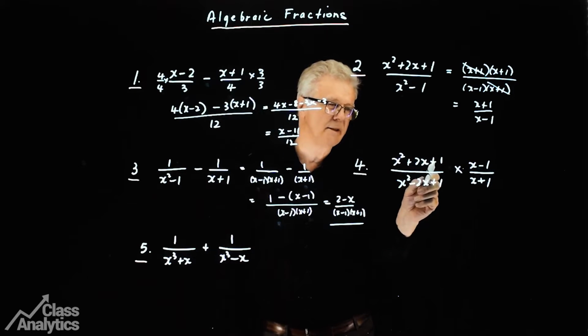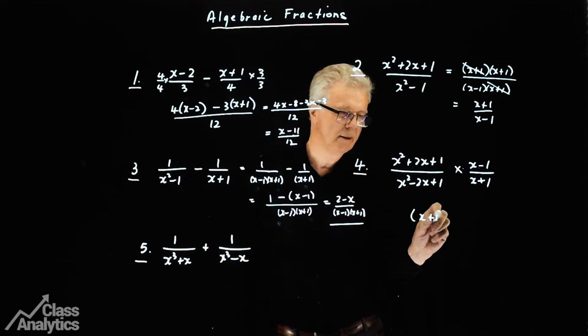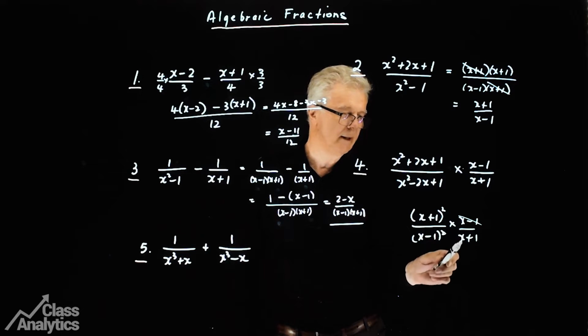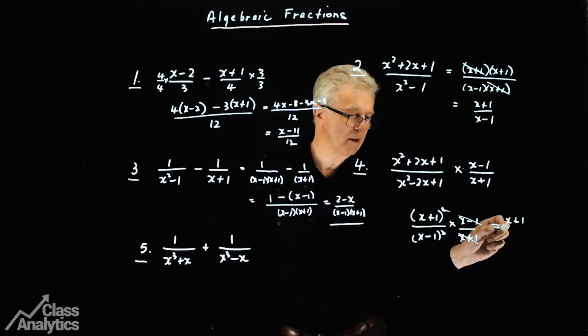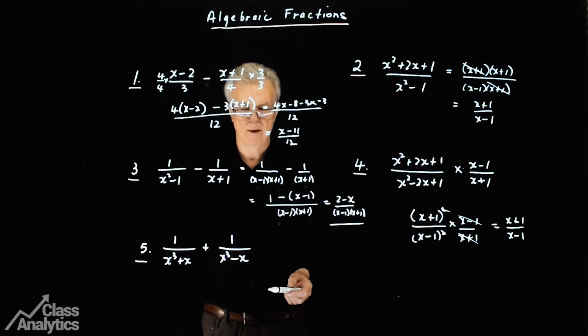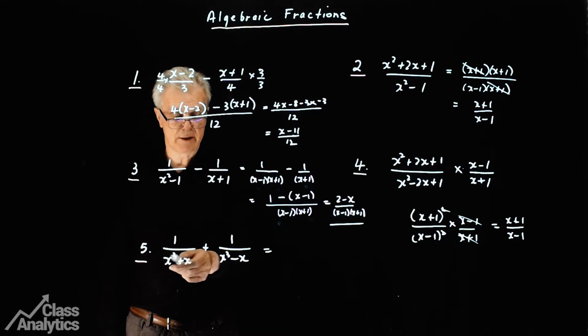So now this is a perfect square, so it's going to be x plus 1 all squared, over x minus 1 all squared, times x minus 1 over x plus 1. You notice that this will cancel out with that, and that will cancel out with that, and you simply get x plus 1 over x minus 1 as your final answer. Now finally this one, again we need to factorise.